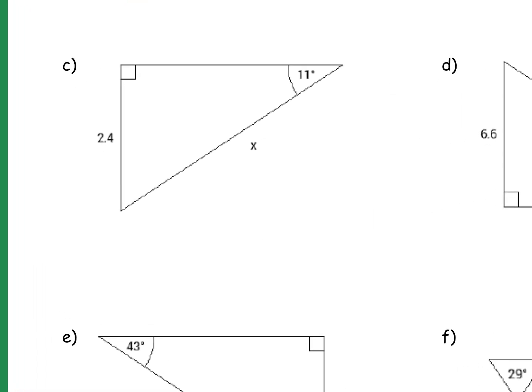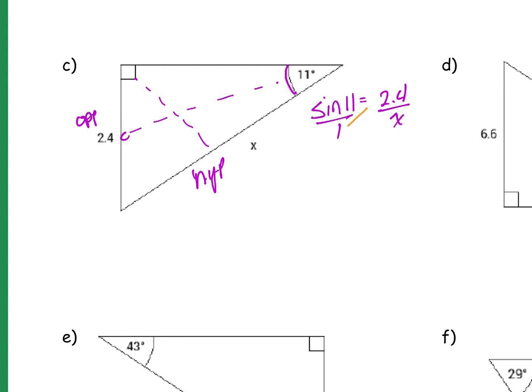C, here's my angle. Here's my side opposite. Here's my hypotenuse. So I've got sine of 11 is going to equal 2.4 over x. Cross multiply, and I've got x sine of 11 equals 2.4. So my x isn't by itself yet, so I have to divide by sine of 11. So x is approximately going to be equal to 12.6.